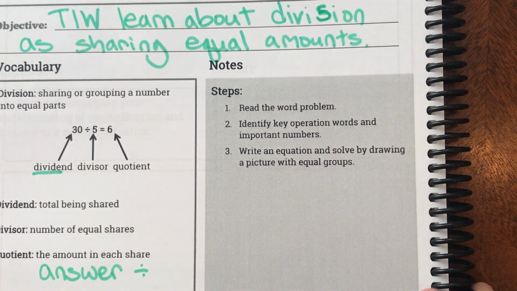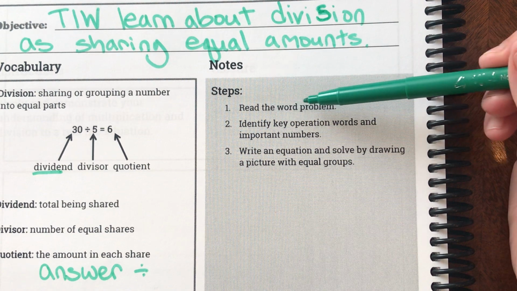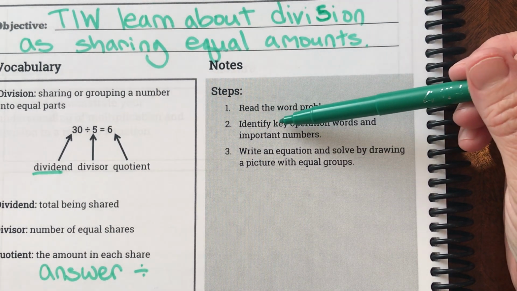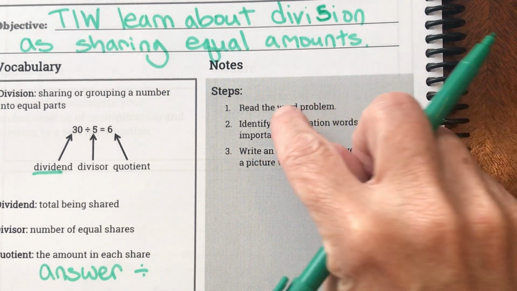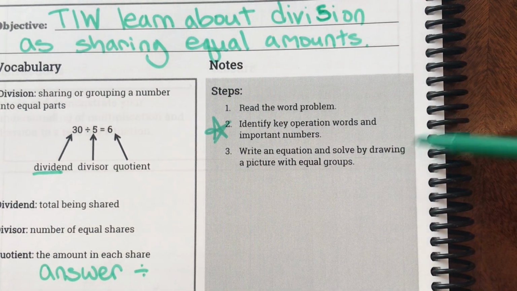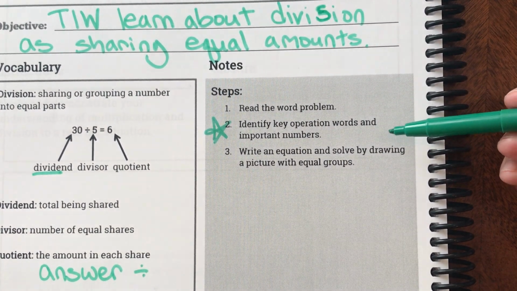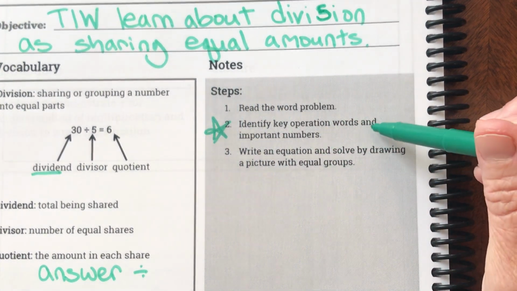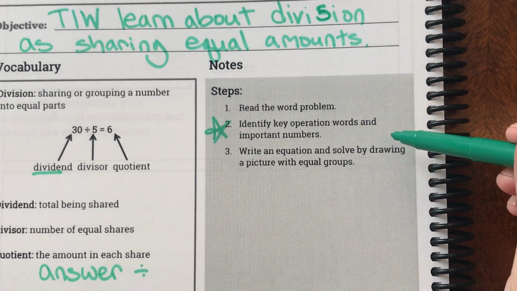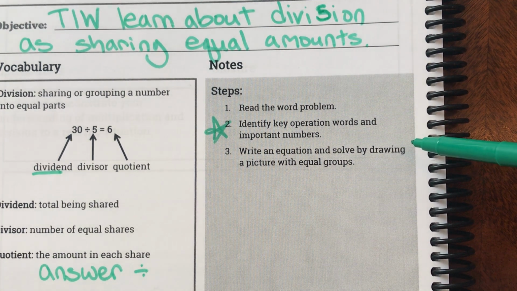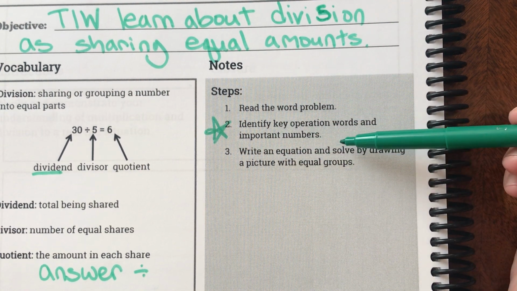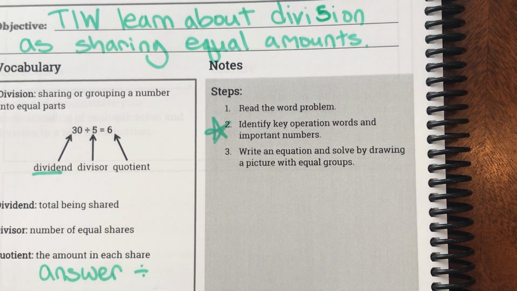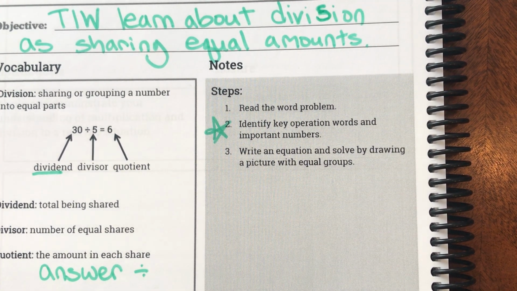Today we're going to be doing word problems. So our first step says read the word problem. Then we're going to identify key operation words and important numbers. Your teacher might have a very specific way of doing this. Your teacher might have you underline and circle and box in. I'm just going to be underlining, but if your teacher has a different way, make sure you follow your teacher's rules. And then we're going to write an equation and solve by drawing a picture with equal groups. Okay, so I'm going to get started, friends. If you want to put down your pencil and watch for a moment.